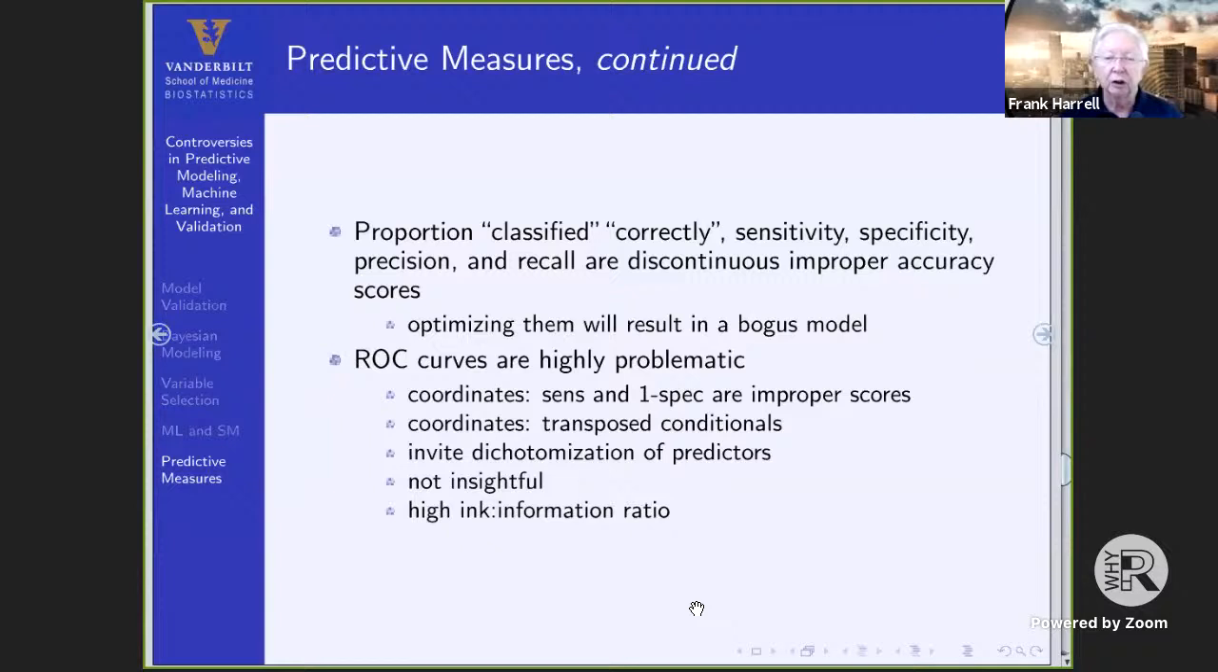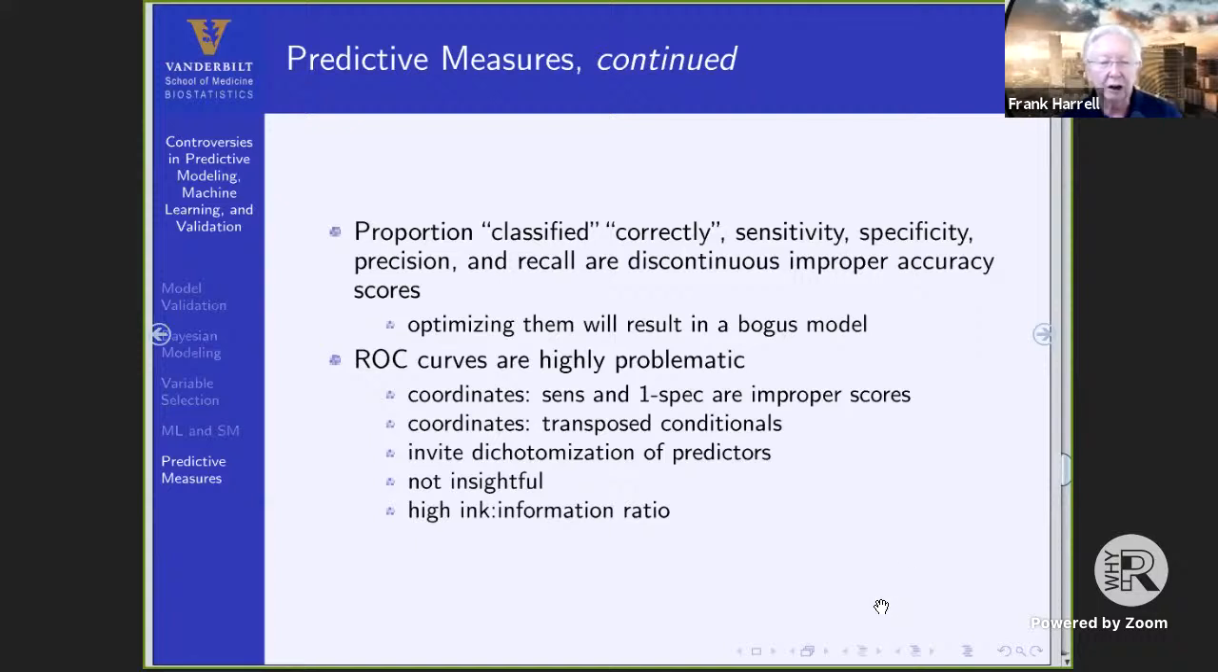Proportion classified correctly is still used, even though we know this is an improper scoring rule. It's easy to trick a rule like that. It's very insensitive, and it will tell you the wrong answer and select the wrong model. So proportion classified correctly, along with sensitivity, specificity, precision, and recall, these are all discontinuous measures that will be optimized by a bogus model, a model that is known to be wrong.